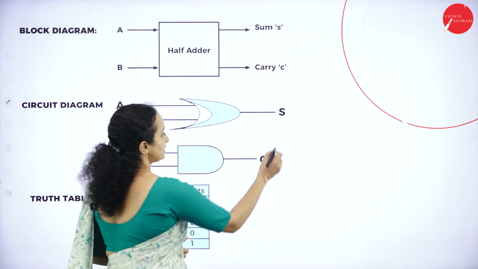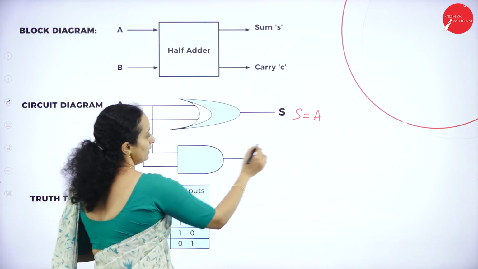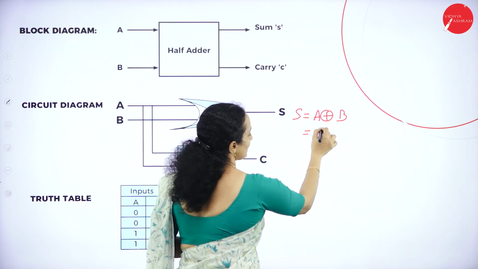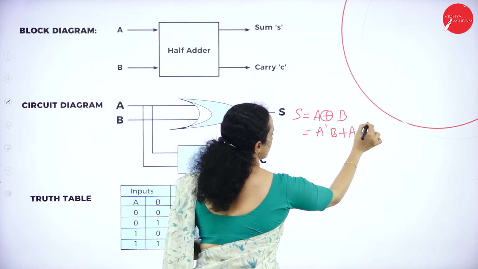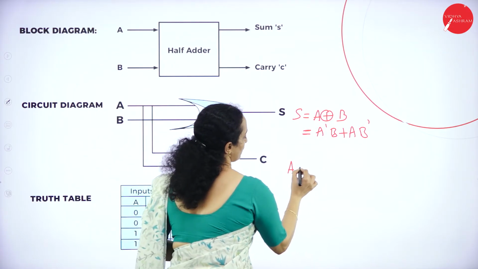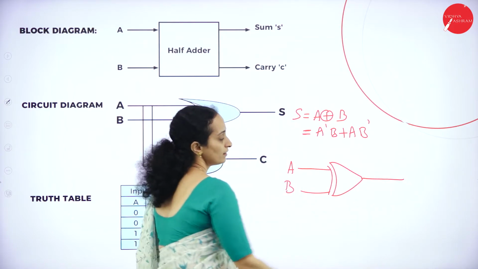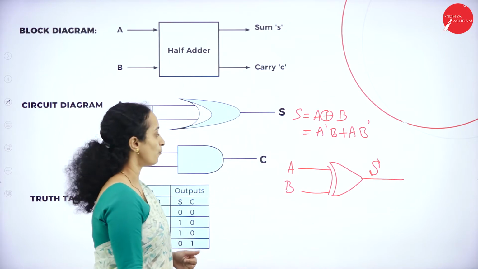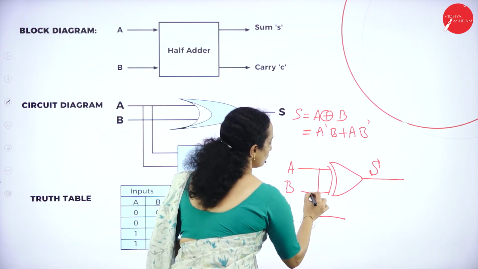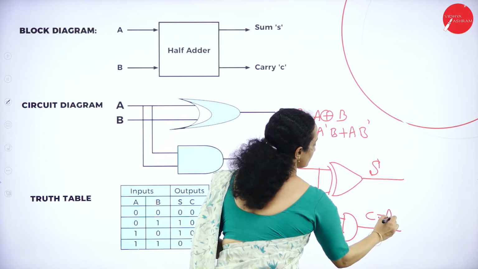Now you can observe here, S is equal to A XOR B. We are using the XOR gate here, with inputs A, B, representing XOR, that is A XOR B, which represents A dash B plus A B dash. You can get it from the logic gate's output. S equals A XOR B, giving the sum output. Then we have carry equals A into B, that is C. So simply I'm using the AND gate, which gives you C equals A into B.